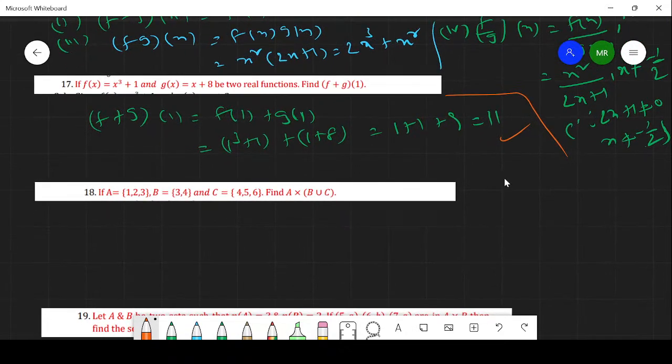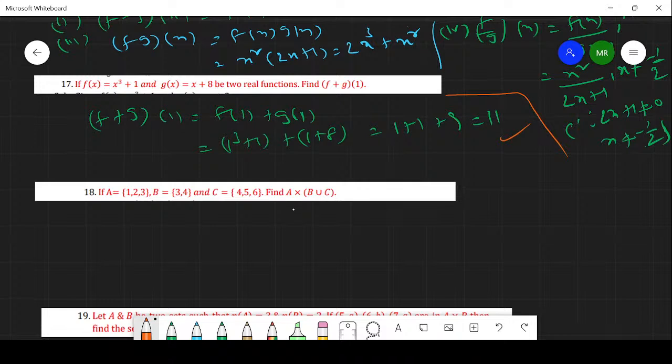See the 18th one now. If A is equal to {1, 2, 3}, B is equal to {3, 4}, C is equal to {4, 5, 6}, find A cross (B union C). When they are given A cross (B union C), what is B union C here?